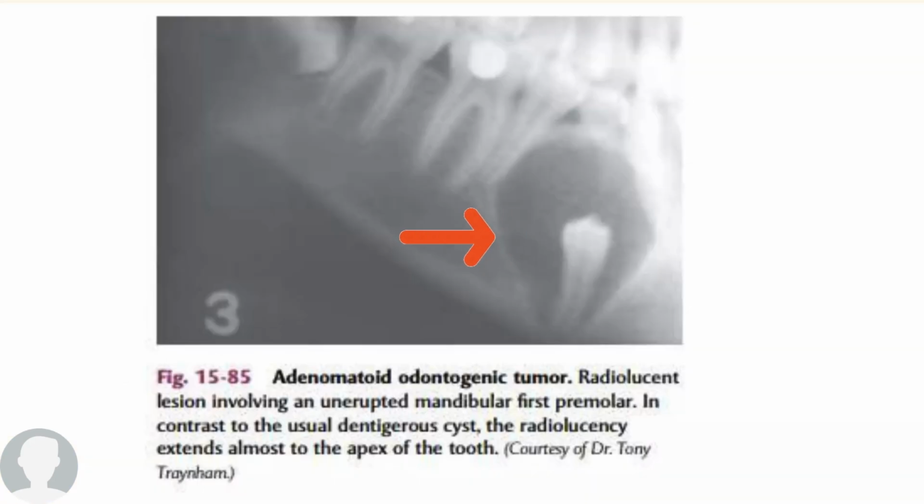Now, here is another way to differentiate the adenomatoid odontogenic tumor from the dentigerous cyst in terms of radiolucency. For the adenomatoid odontogenic tumor, the radiolucency extends up to the apex of the tooth. So the whole tooth will have a radiolucency covering it. In comparison with the dentigerous cyst, which I will show you in a picture, the radiolucency is only covering the crown of the tooth, not the apex or the root.